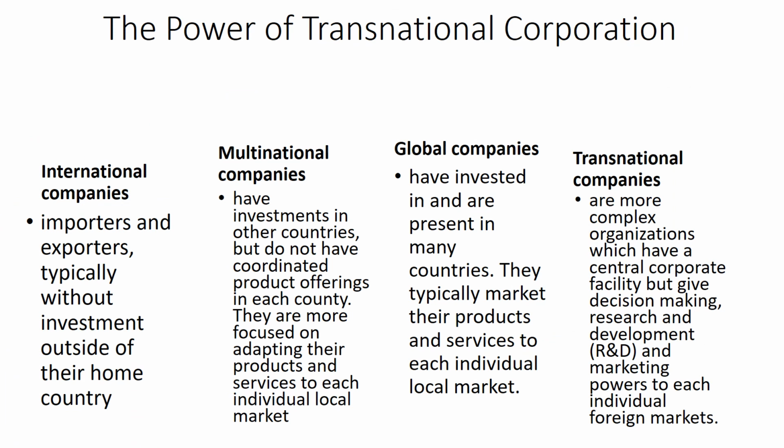And of course the power of transnational corporations. There are four different types of transnational corporation: the international companies, multinational companies, global companies, and transnational companies. International companies sell their products abroad, but they don't directly invest in a country. They just sell their products abroad, like Lamborghini, for example, or some other exotic shops.